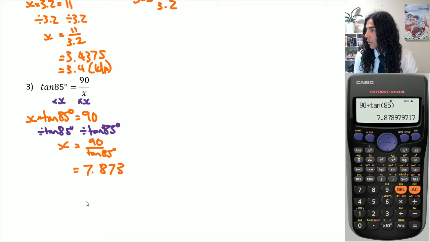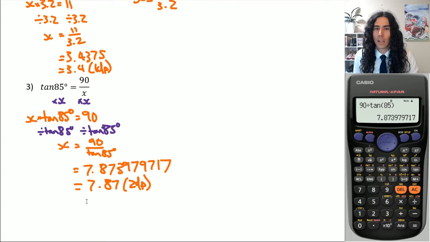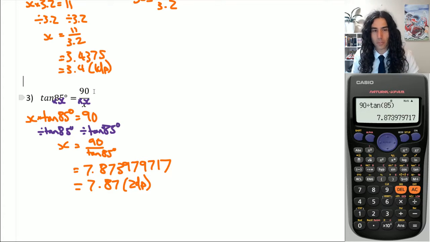397. 717. That doesn't look right. 3.873979717. And say two decimal places, 7.87 to 2 dp. That is a nice way to do it. Nope. Moving on.